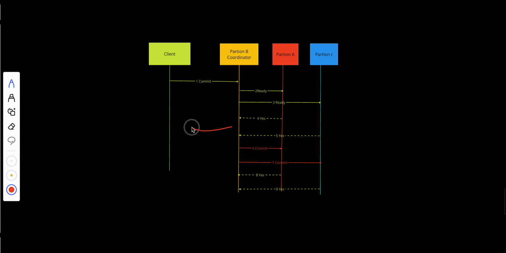It will send a success message back to the client. This ensures that either all partitions are updated or none, guaranteeing the atomicity of the transaction.